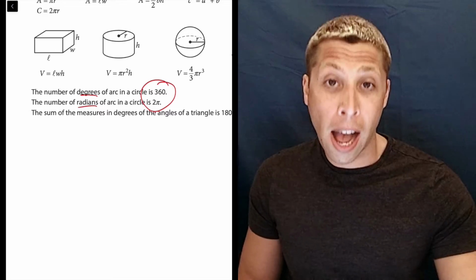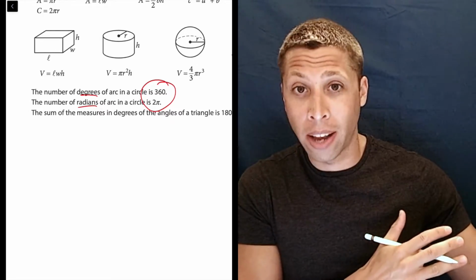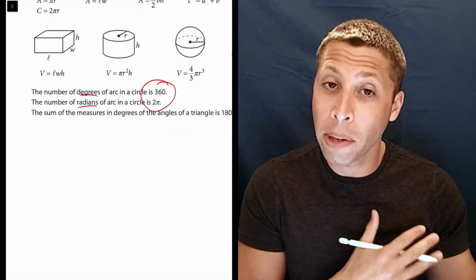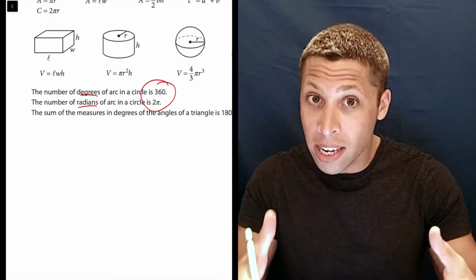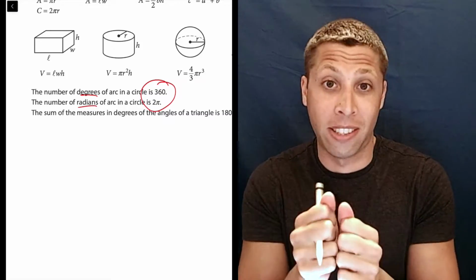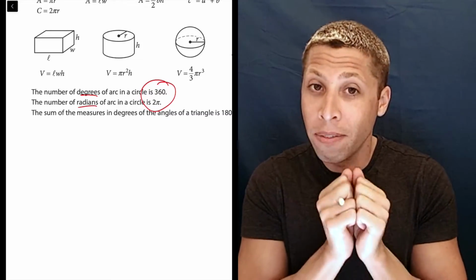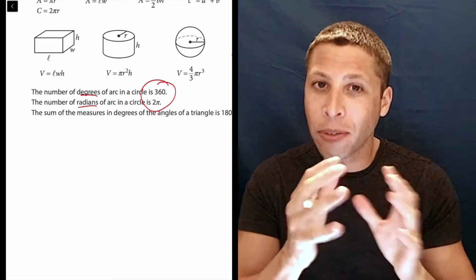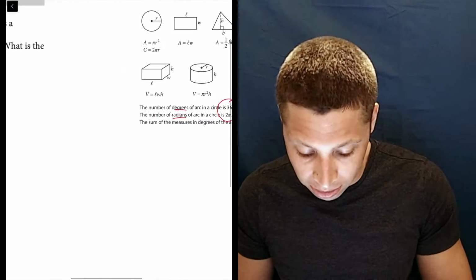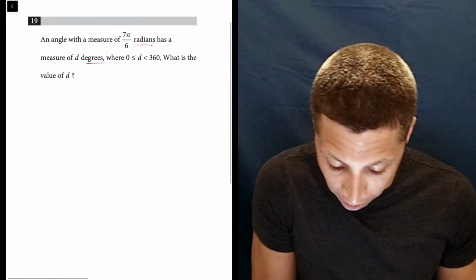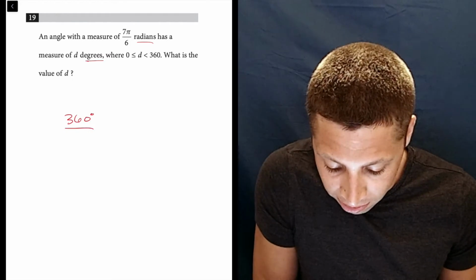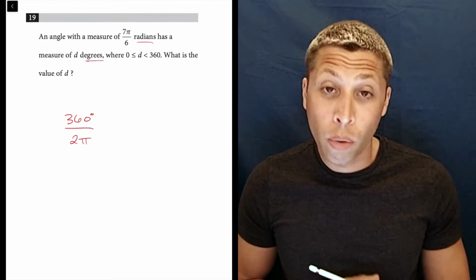360 and 2 pi. So even if we haven't memorized the basics of how radians work, and even if we haven't memorized the formulas for how they work, we can figure it out using a proportion because they told us these equivalences. So we know if these two values are equivalent, then there's a relationship between the two that we can use a fraction to represent. So 360 degrees is the same as 2 pi radians.